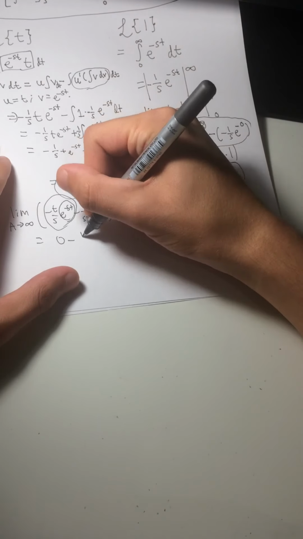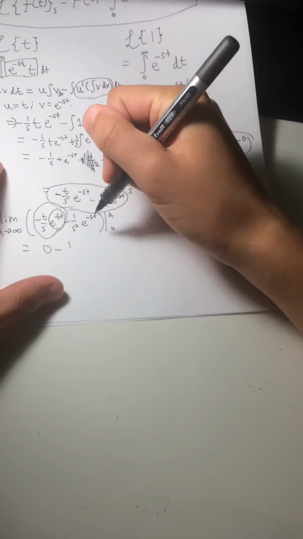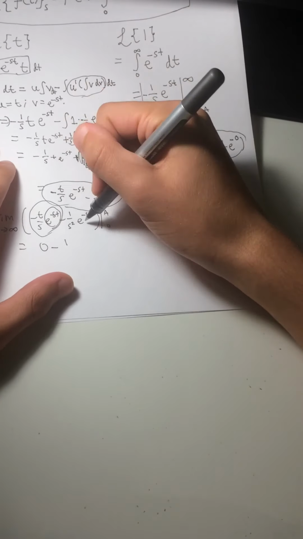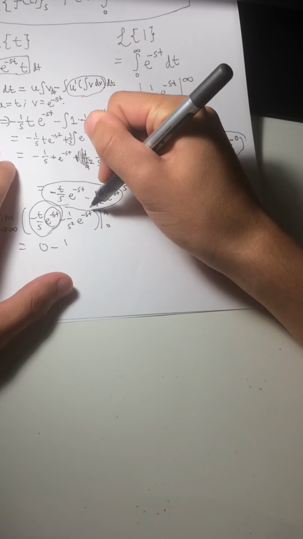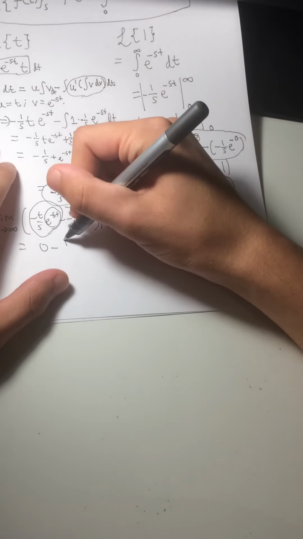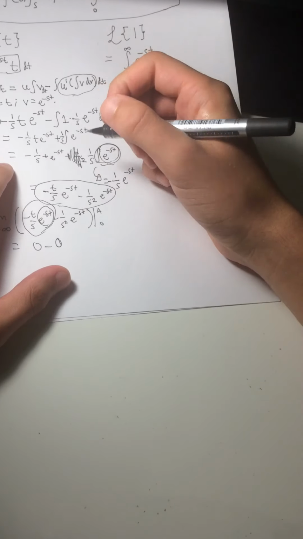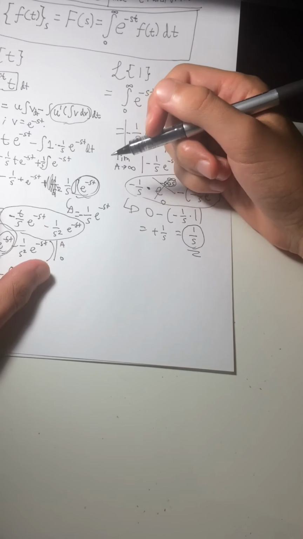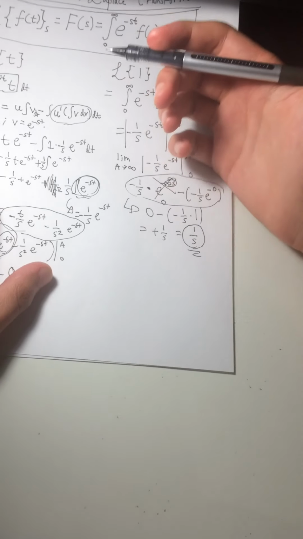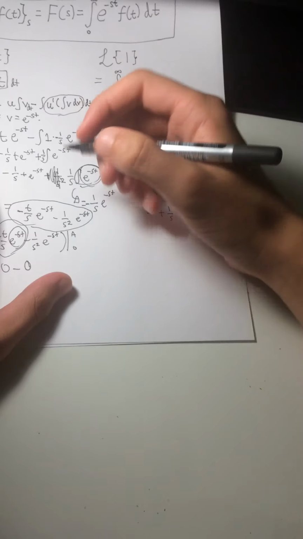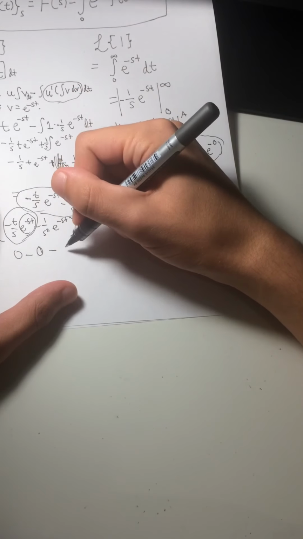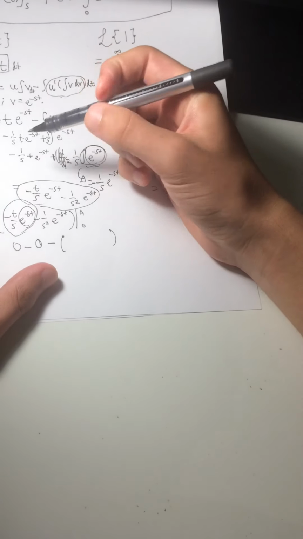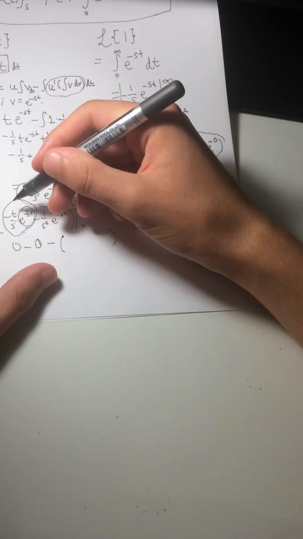minus, and here again we have a 0. There's no point in discussing it. It's 0 as well, because this is going to approach 0, and yeah, 0 minus 0, and then we're going to use the technique we mentioned here, definite integrals with the lower bound being 0. So then what we're going to do is evaluate when t equals 0.